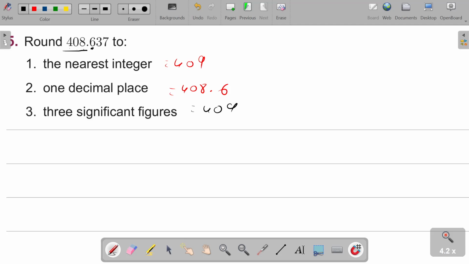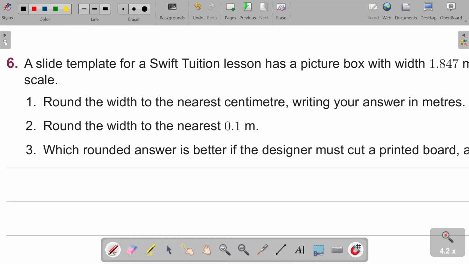But it's not always going to be the case. Okay, so that's about that.